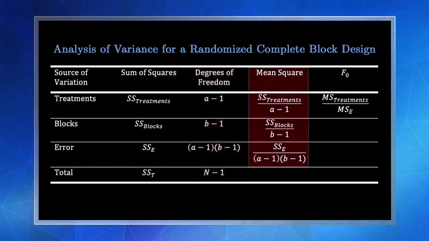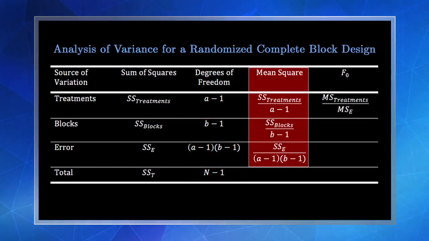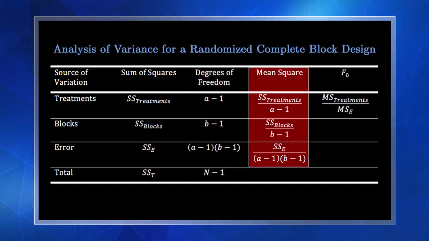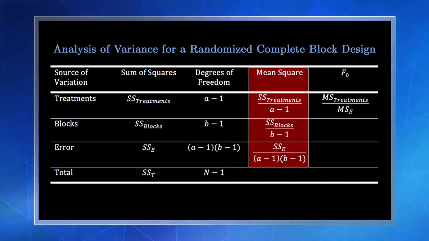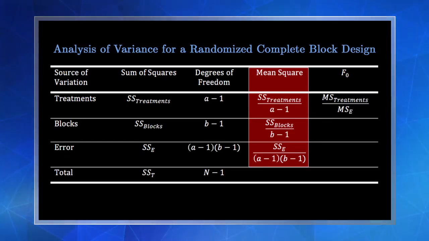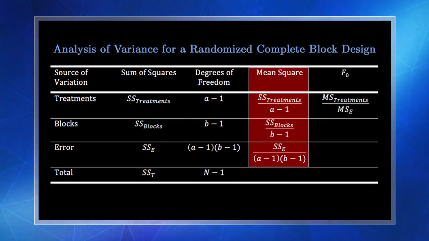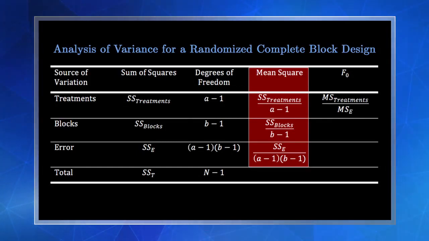And the fourth column gives us the mean square. So we've got the mean square for treatments, which is your sum of squares treatments divided by A minus 1. The mean square for your blocks, which is your sum of squares blocks divided by B minus 1. And then your mean square error, which is your sum of squares error divided by A minus 1 times B minus 1.